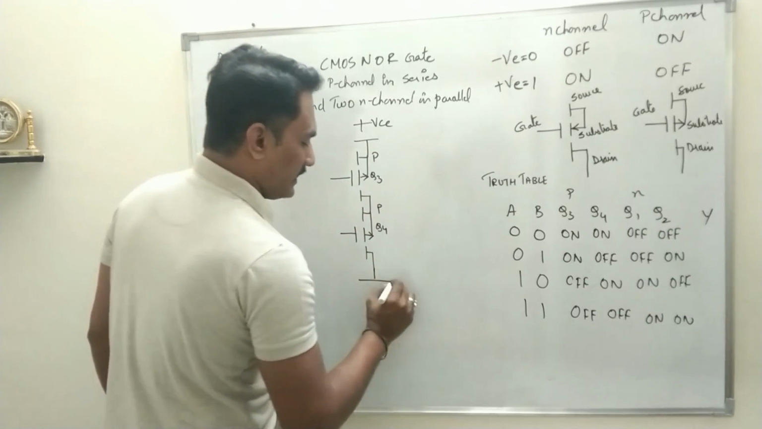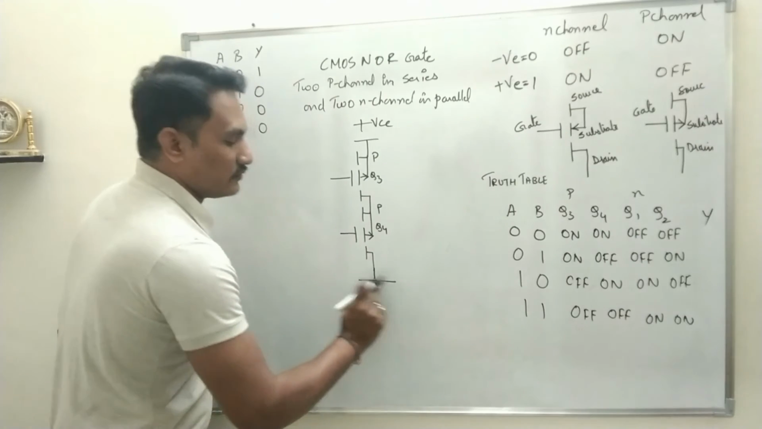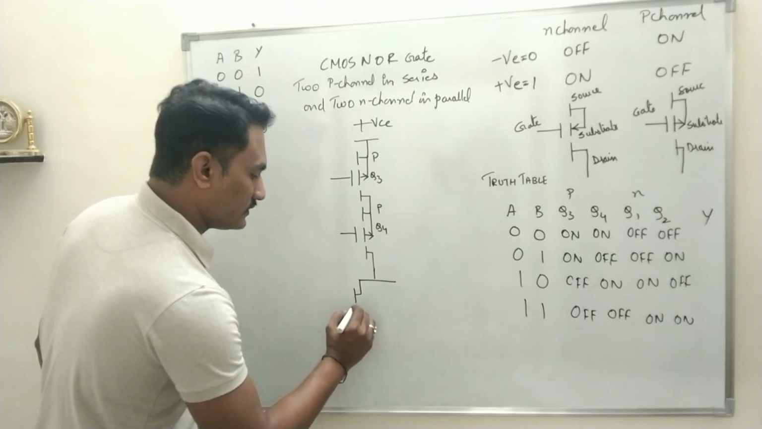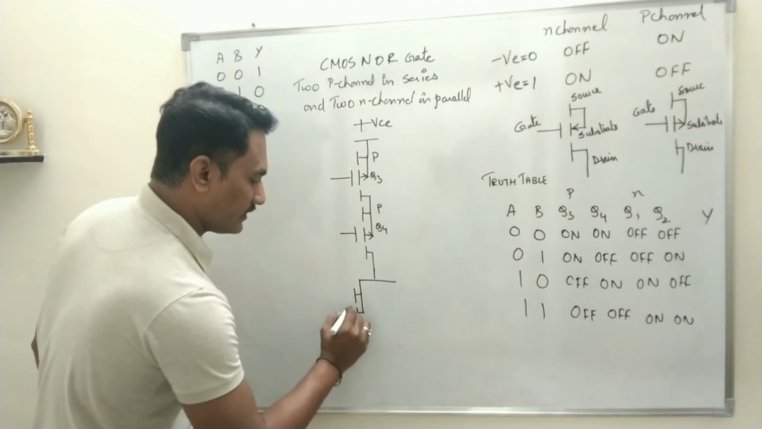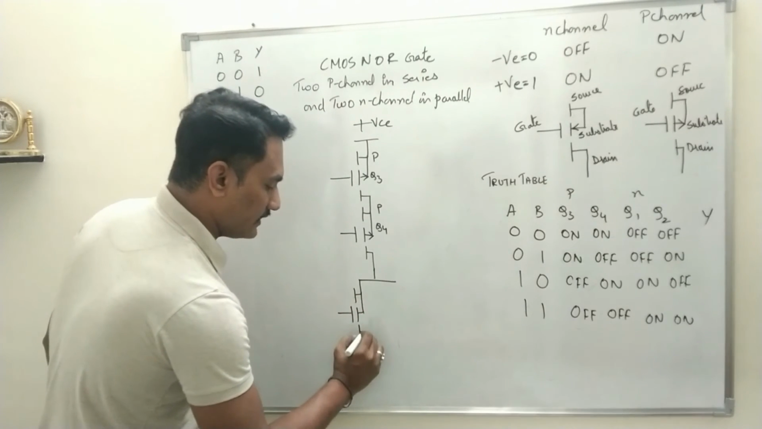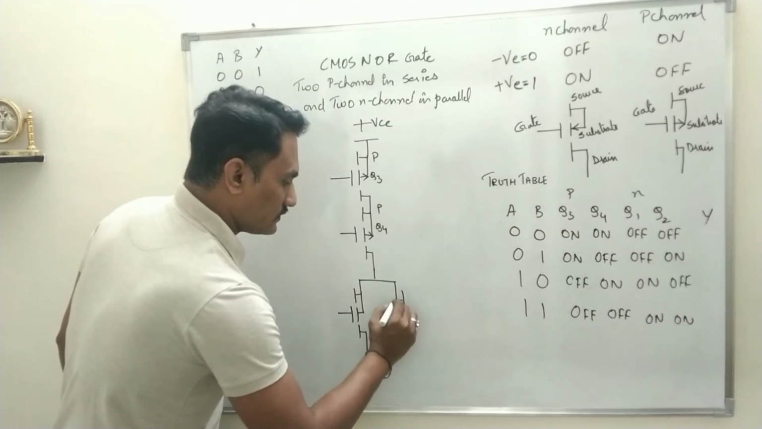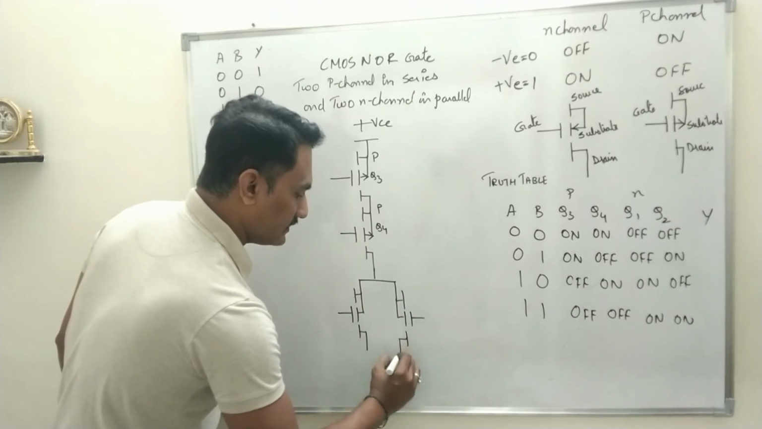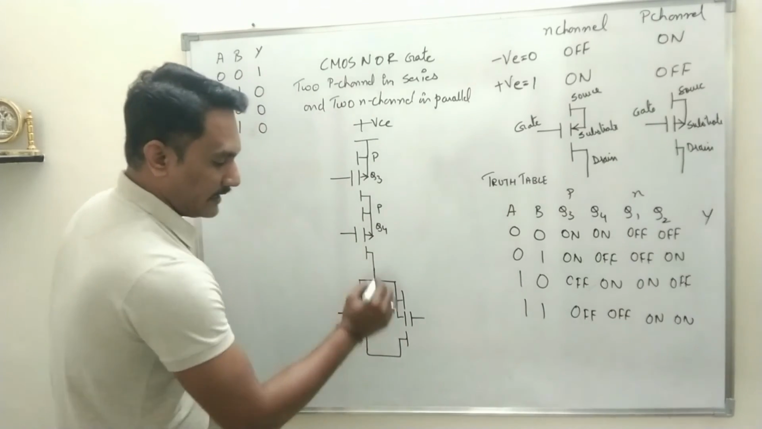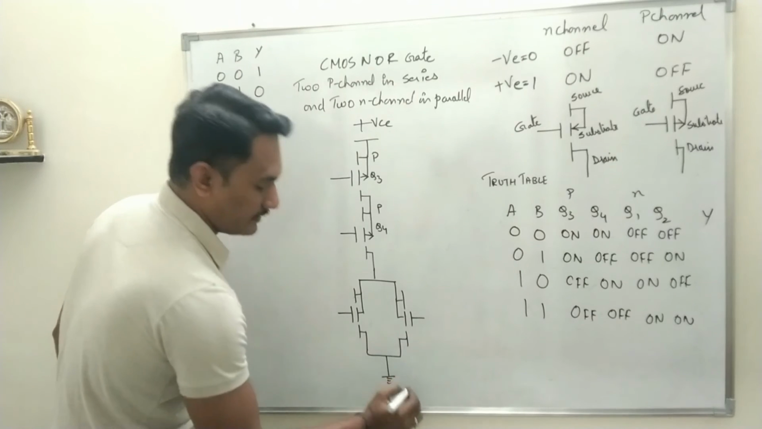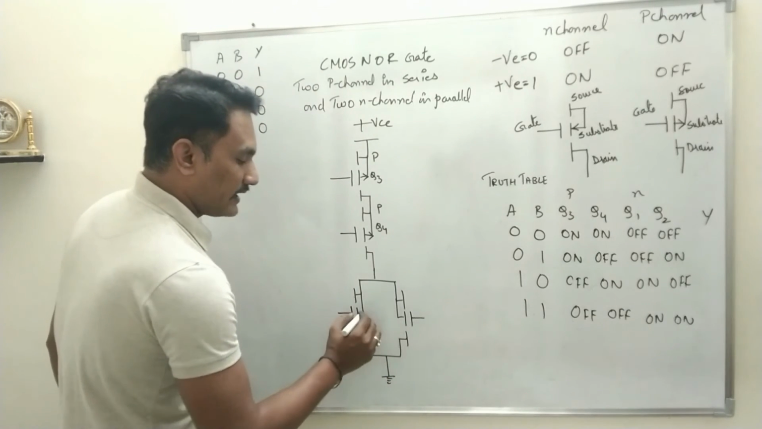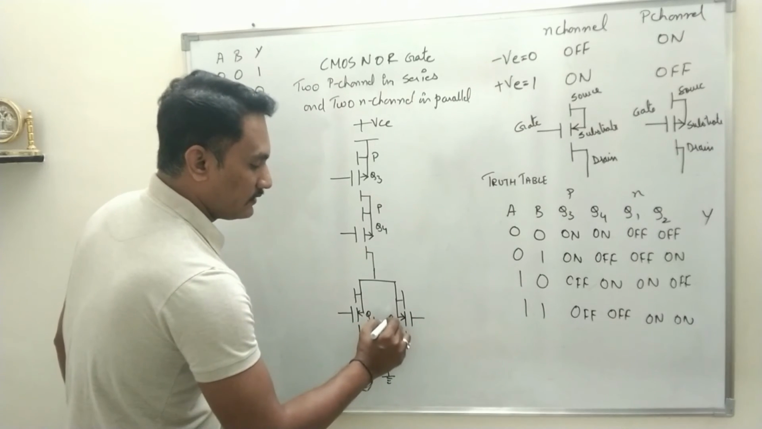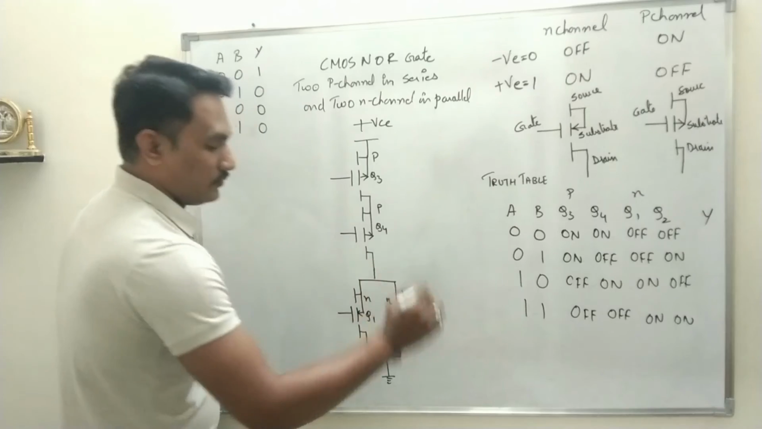Then 2 N channel in parallel, so we bifurcate the terminals. Again, source internally connected to substrate. In front of substrate, gate and then drain. Again, source internally connected to substrate. In front of substrate there is gate and then there is drain terminal. They go common in parallel and then it is connected to ground. So these both are N channels, so the arrow mark will be inward. Let this be Q1, Q2, both are N channel.